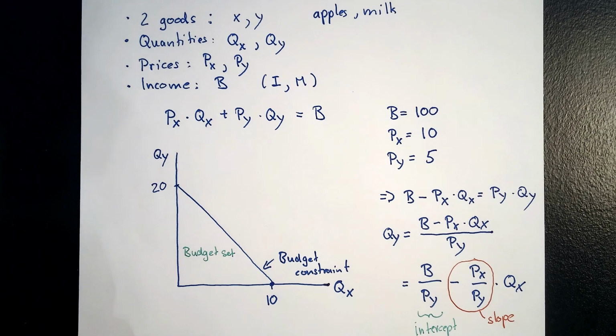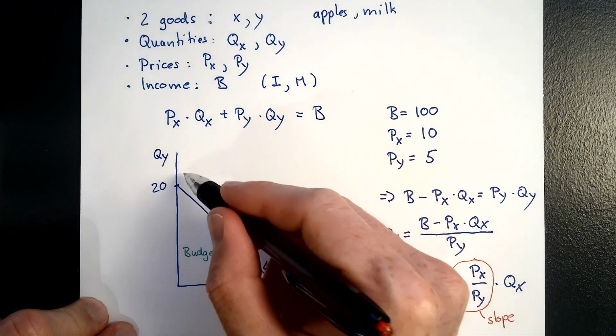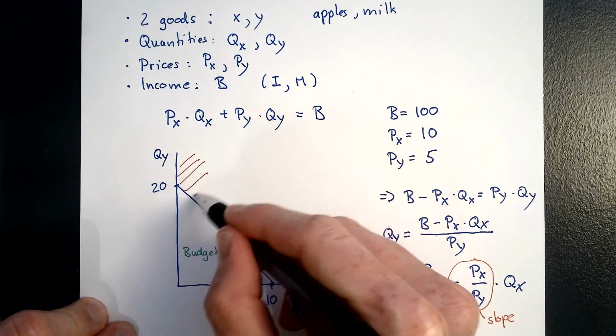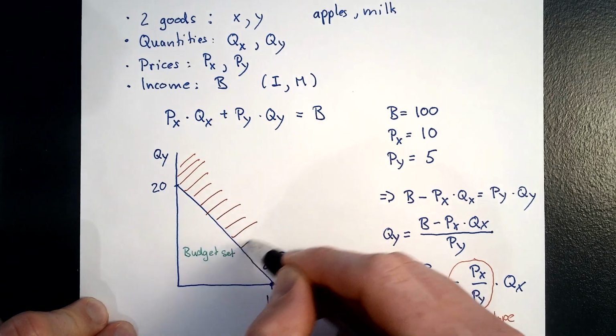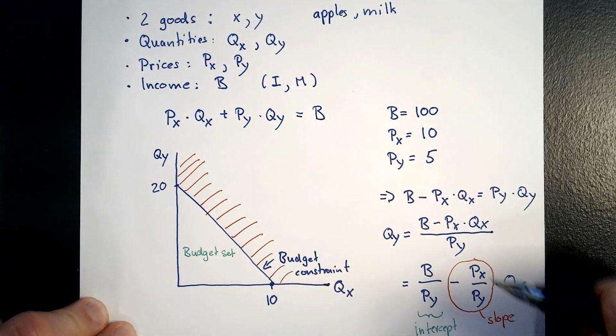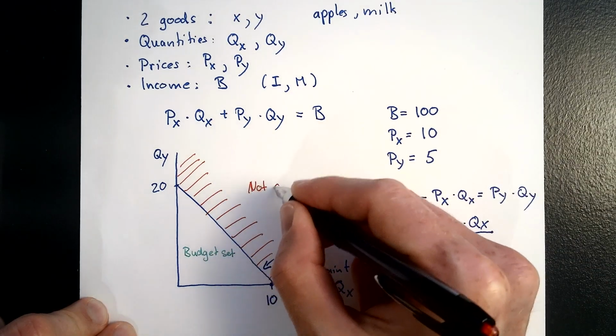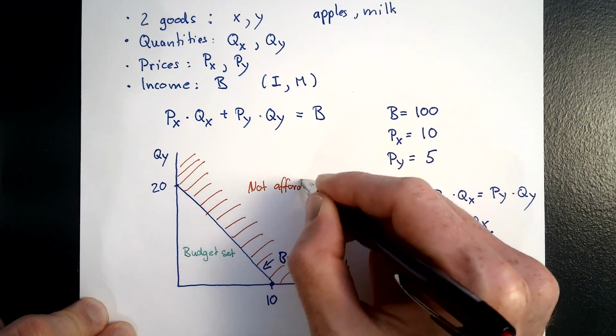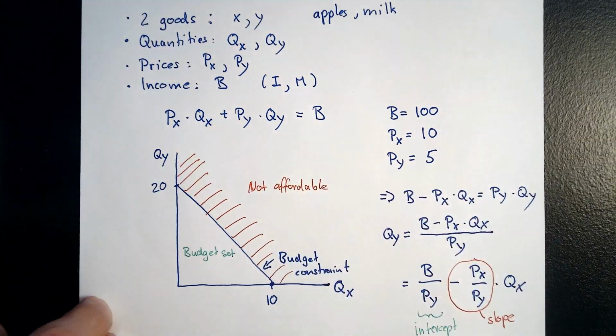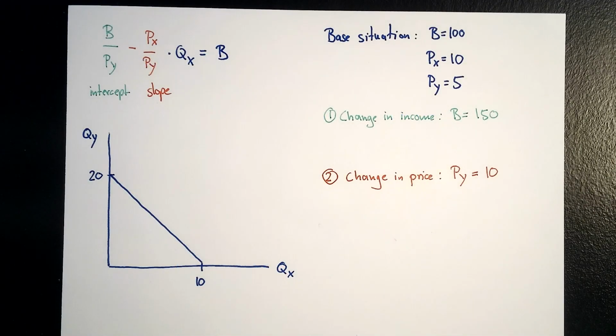Anything outside your budget set, so anything in this area here, is not affordable. You cannot afford it. Now, you can also see the advantage of simply using two goods, because it is easily representable in a graph.